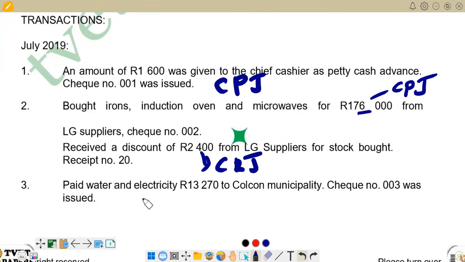So the next item is that paid water and electricity, which is 13,270 rands to Kokon municipality. Check number 003 was issued. So what is important is we are paying there, then the amount is 13,270. So what does it mean? It means this is a payment that is being made. So obviously it goes with cash payments journal again. So we are going to the cash payments journal, and we can take note of the document number, which is check number 003, and the day here is day 3 in terms of the other details that we are going to input there.